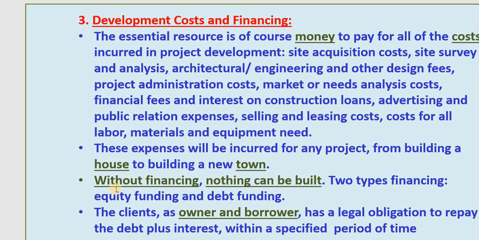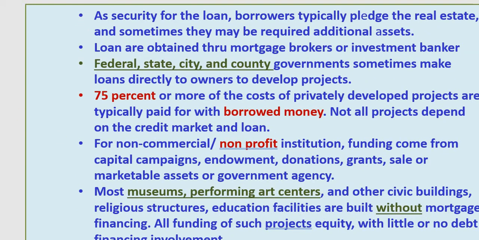Without financing, nothing can be built. So remember that. Two types of financial we can use right now are equity funding and debt funding. So you know that's the debt, that means you need to repay plus interest. And equity funding, maybe you can use some kind of property, from the equity you have already, and you just loan something more. The clients, the owner or borrower, they need money to pay for the charges in the building process, and after that they also need to think or plan about financial.